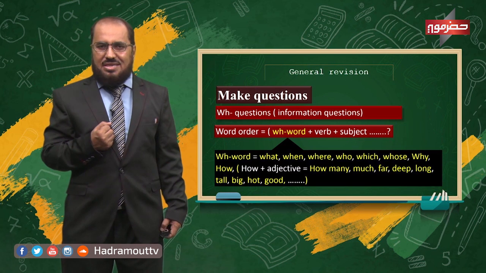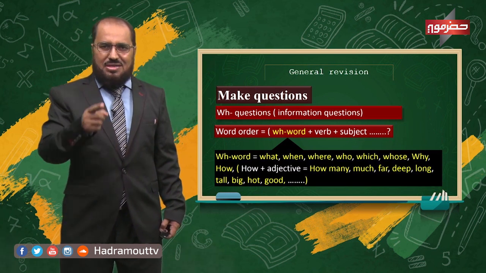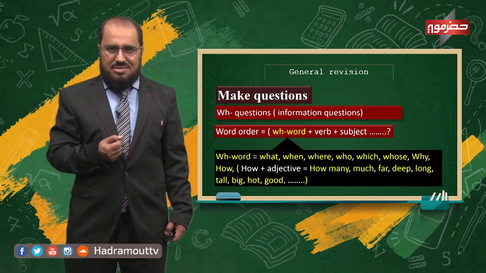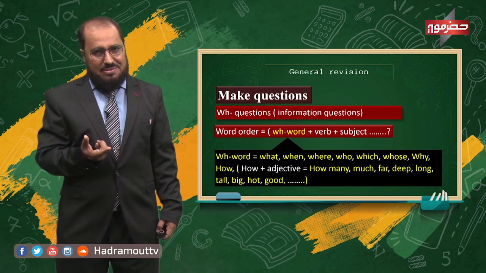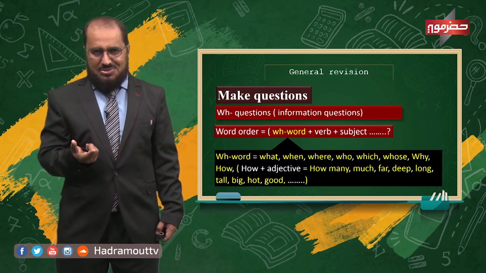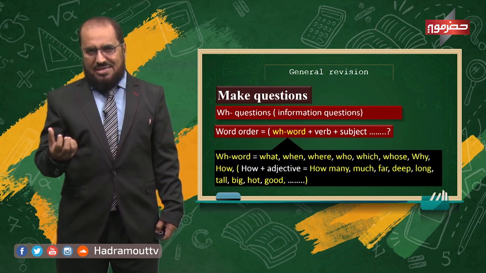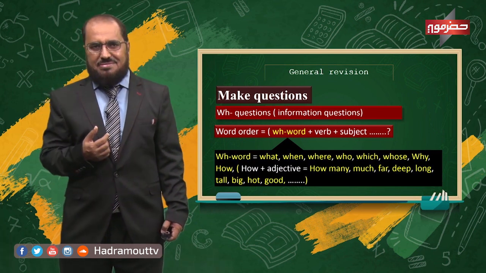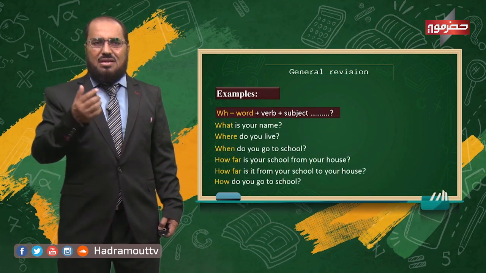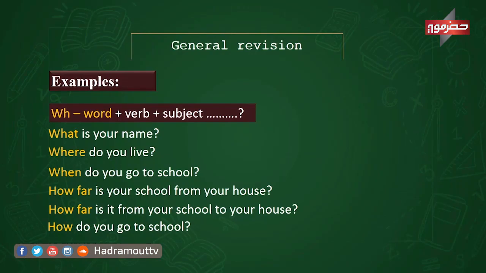Okay, here you can't answer yes or no. You give some information. My name is, then give your name. And there are a lot of examples. For example, what's your name? Where do you live? When do you go to school? How far is your school from your house? Or you can say, how far is it, the distance from your school to your house?